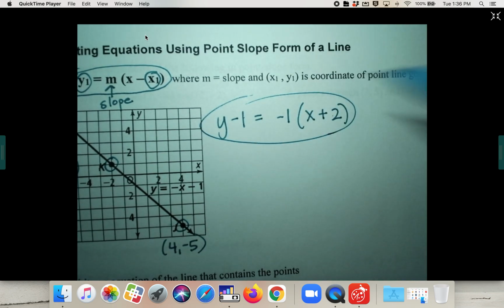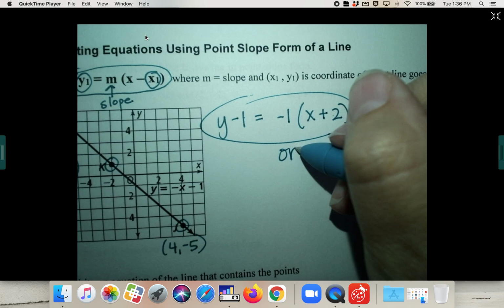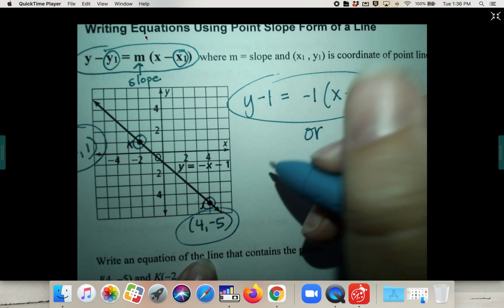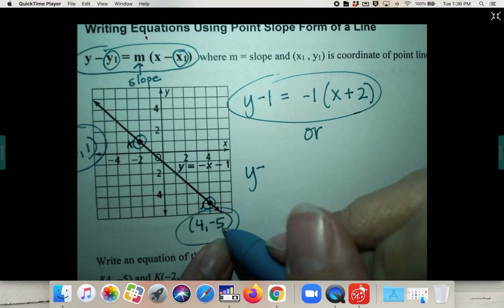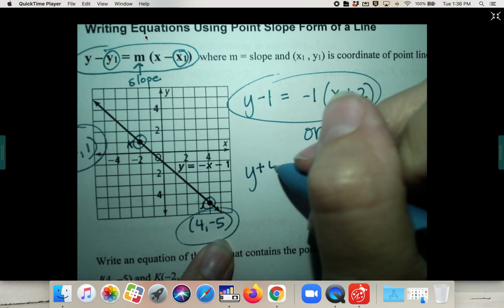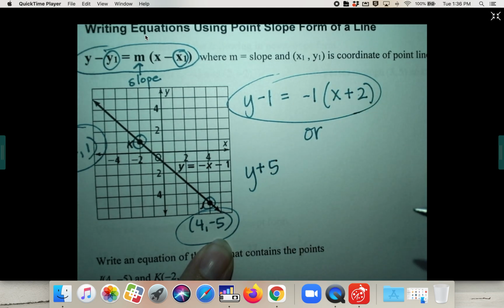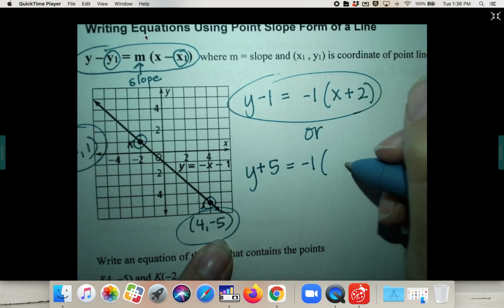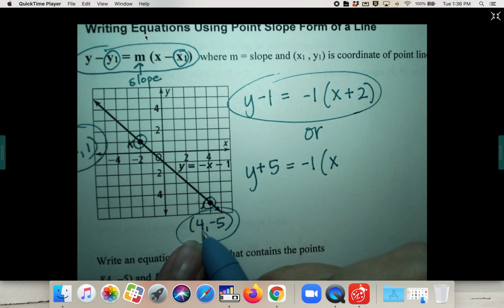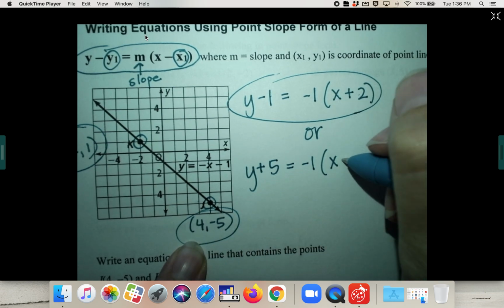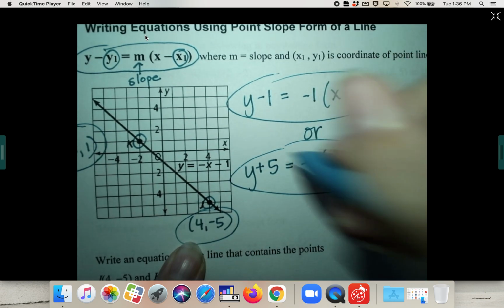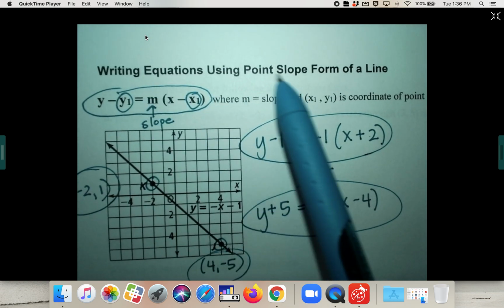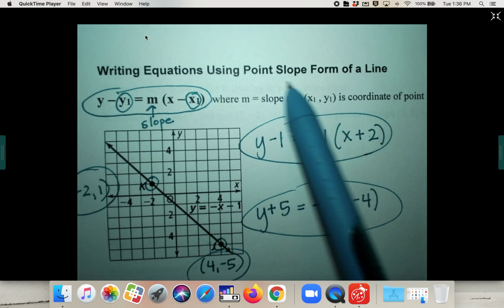Okay, so here's one possible answer. Or we would also take it if you chose to use this point down here, which would be y minus my y coordinate, which is -5. So we're going to make that plus 5, because minus a negative is the same thing as adding, equals my slope, which is -1, times the quantity x minus my x coordinate, which is 4. So that is the other possible solution when you want to turn a line into point slope form.